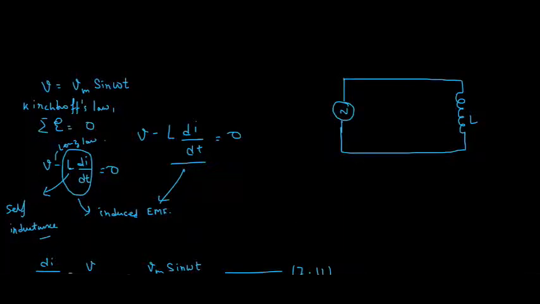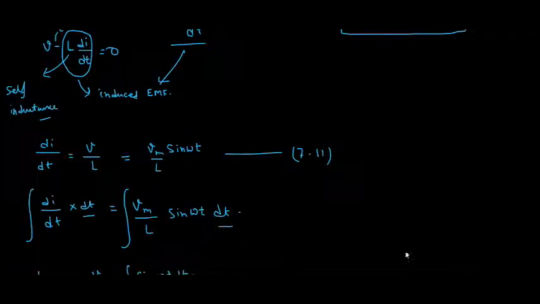Now, di by dt is equal to V by L. So, instead of V, we have written Vm sine omega t by L. So, di by dt is equal to Vm sine omega t by L. This is equation 7.11. Now, what we have done, we have multiplied the whole equation by dt and integrated both the sides.